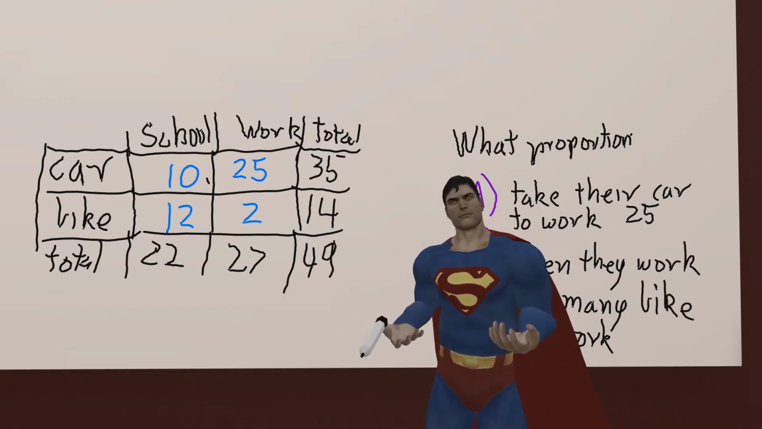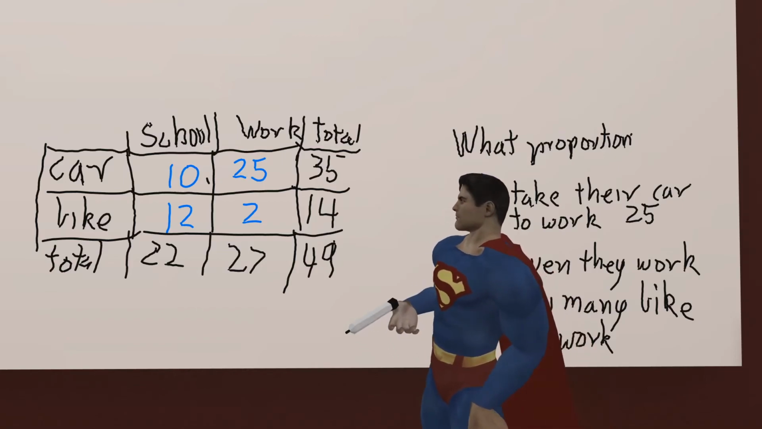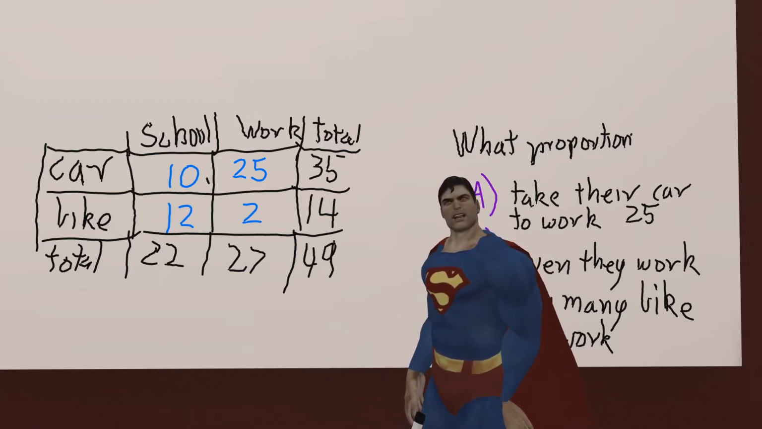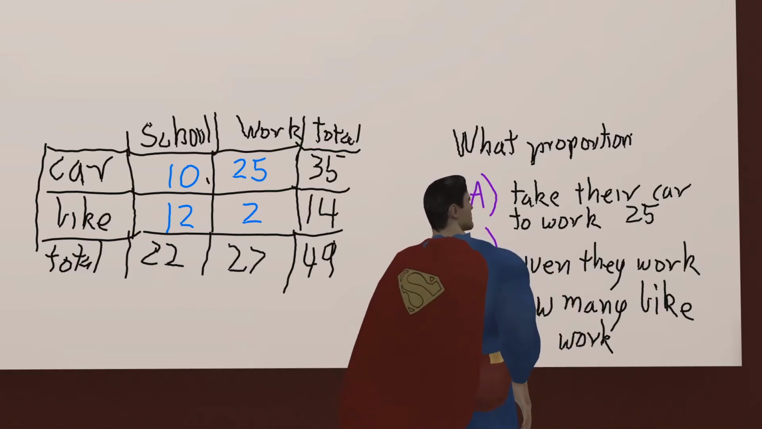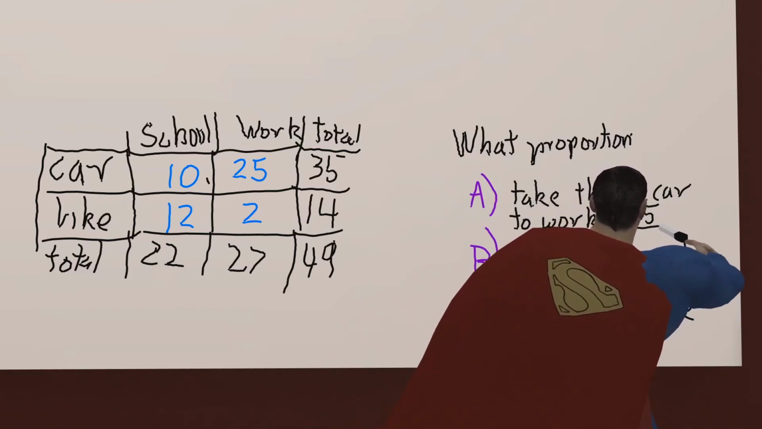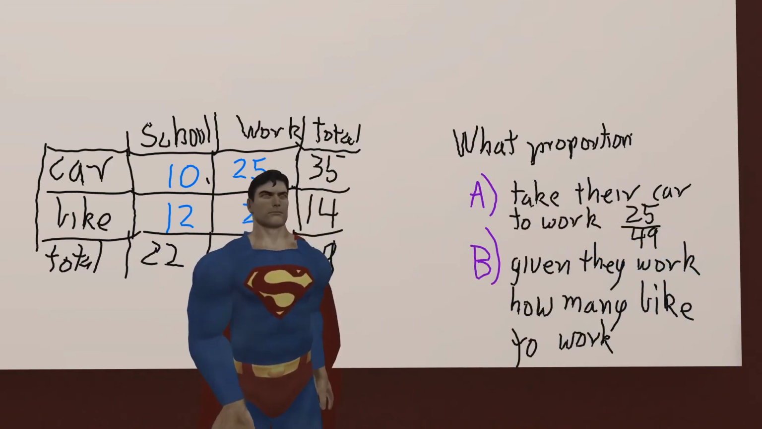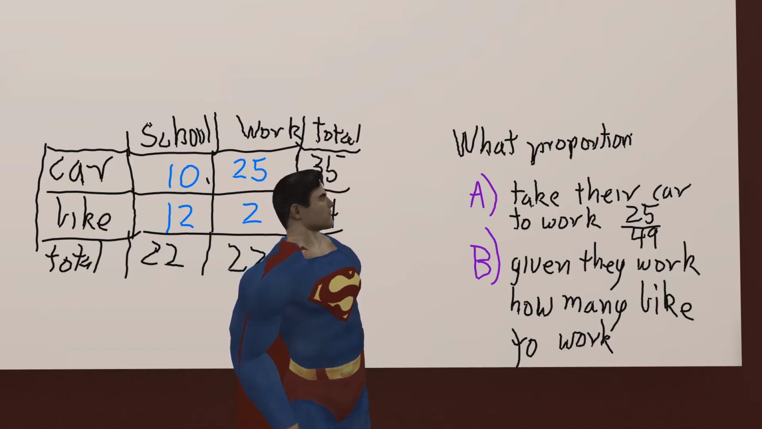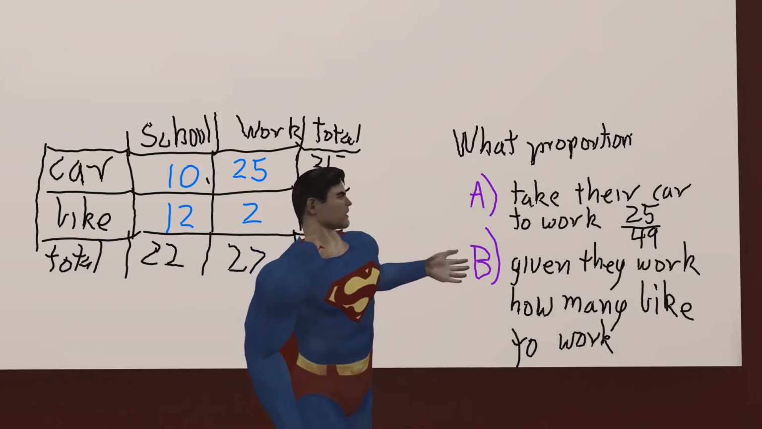However, we want this as a proportion of the total number of people that were in this survey. And we can see here from our number that the total number of people is 49. So let's write 49 as the denominator. So that is the proportion of people who take their car to work out of everyone.